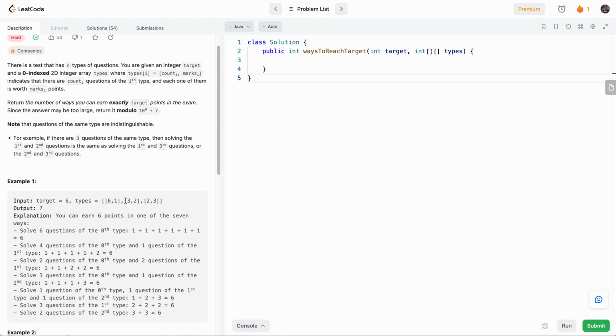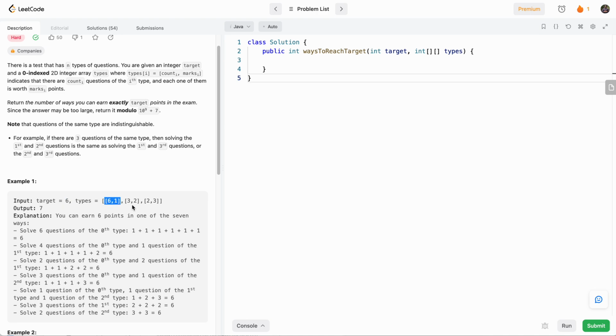And then we add the next question type. So then over here we have a few choices. Okay, first choice is we don't solve any of the questions. If we don't solve any of the questions, then the number of ways will basically be how many ways we could get 6 from the previous one.